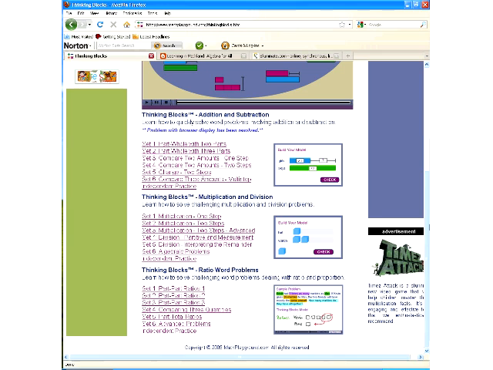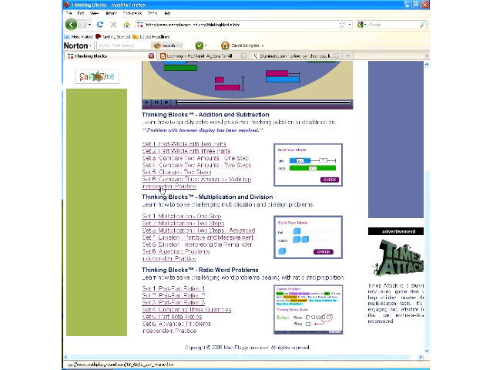This approach to problem solving was so powerful, I wanted to find a way to share it. So a few years later, I started working on the Thinking Blocks program, which is an interactive version of the Singapore Math bar models. There are 3 Thinking Blocks programs. I have addition and subtraction, multiplication and division, and ratio word problems. Each program contains 6 distinct types of problems, as well as an independent practice section. And there's a video introduction that shows students how each unique type of problem can be solved. They get a sense of how to use the program.